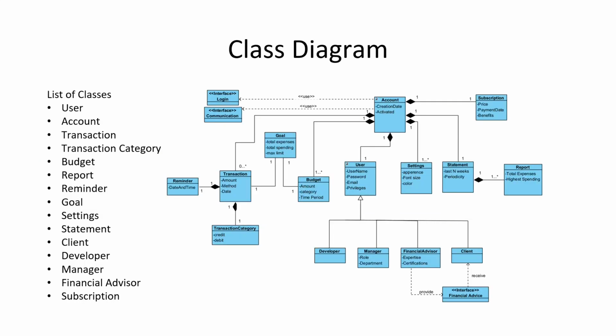Moving on to the class diagram. Account is the main base class of the system. Each and every subsystem in the project is linked with the account class. Moving to the left part of the account class, we have business classes like goal, transaction, reminder, budget, etc. And moving to the user, we have different kinds of users: developer, manager, financial advisor, client. Each and every user plays a different kind of role. Moving on to the statement class, the user can get the statement of the expenses based on his priority, maybe for 2 weeks or maybe for 3 weeks.